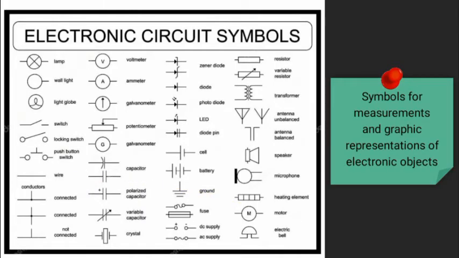Electronic circuit symbols. Symbols are used for measurement and graphic representation of electronic objects. We can see in the picture that our electronic devices are represented in symbols. Electrical symbols are used to simplify the drafting and to understand the drawing. Electrical symbols are required to do the electrical drawing, and without the help of electrical symbols, we won't be able to do the electrical drawing.